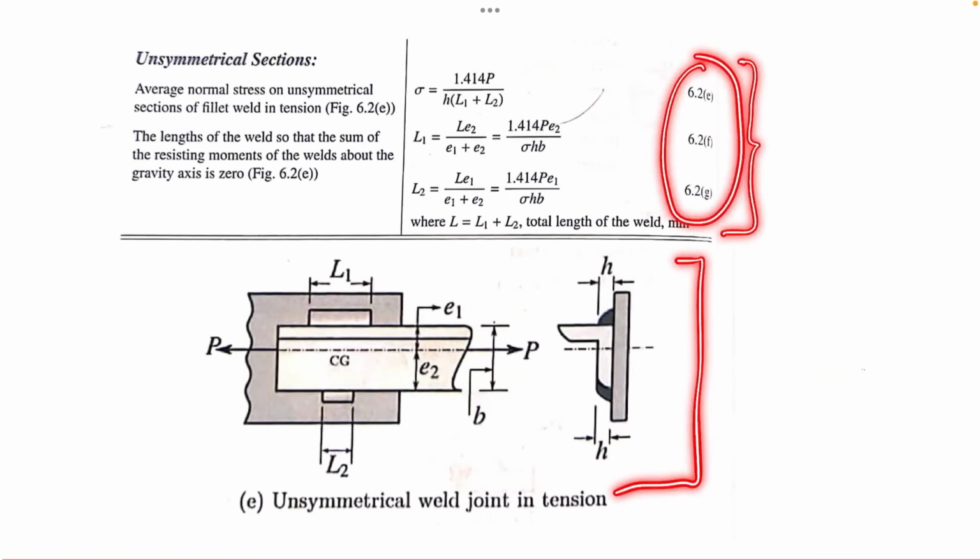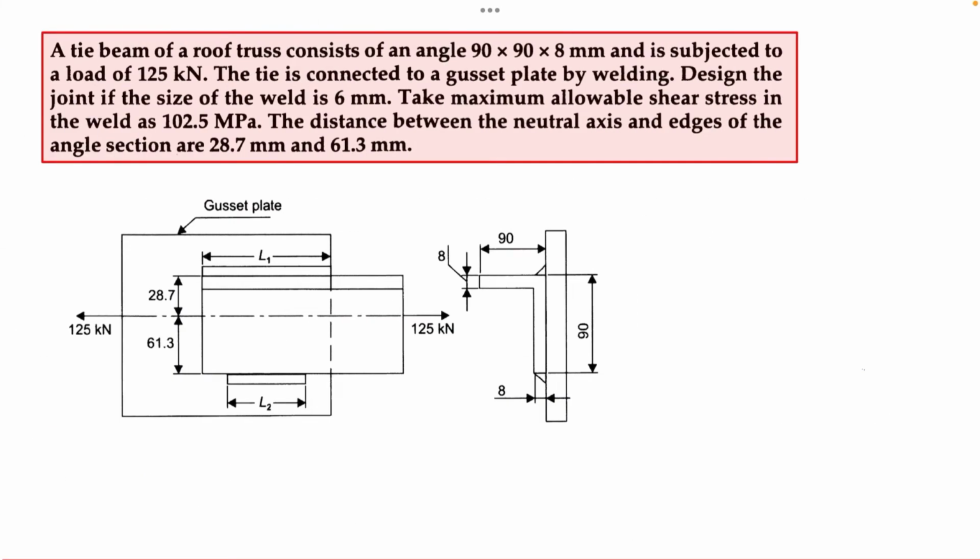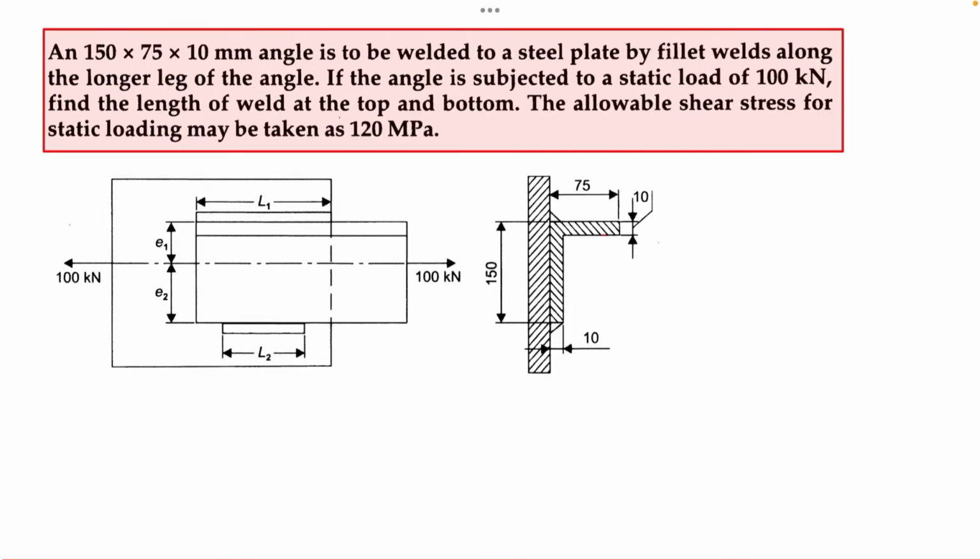So this is the unsymmetrical weld. All equations are the same, as given in the data book, equation 6.2 E, F and G. A similar problem will also be solved here. The only difference is that the eccentricity values E1 and E2 are not given, so we need to find them. E1 and E2 are the distances from both weld lines to the CG, or in other words, the point where the CG occurs for this cross section. So we need to find these values E1 and E2 from the cross section itself. I will be marking this cross section here separately.